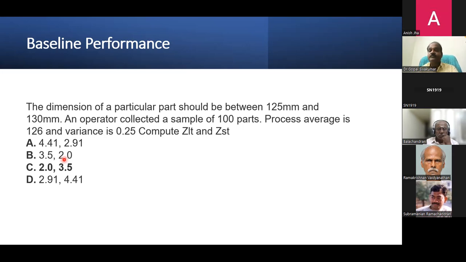Process average is 126. Variance is 0.25. Variance means standard deviation is the square root of variance, square root of 0.25. Instead of giving standard deviation, variance is given. You have to derive the standard deviation from it and then go to the same sigma level calculator. Substitute the USL, LSL. Now substitute the average and standard deviation, not the variance. DPMO version 5.